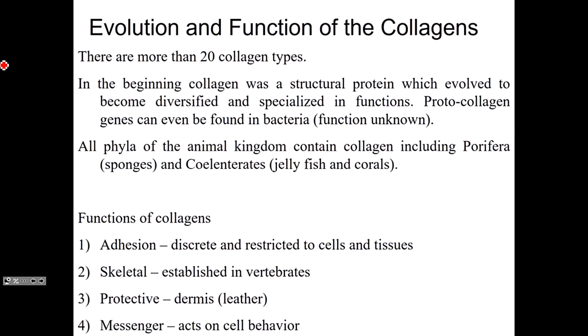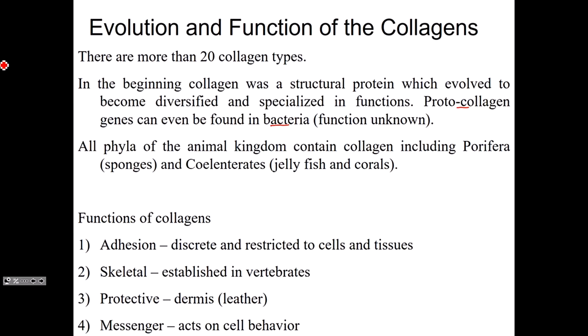Okay, so collagens, there are more than 20 collagen types, there's a lot, okay? Some of them are kind of common, 1 through 4. So in the beginning, the collagens were a structural protein, and it evolved and became diversified in function. And as I mentioned, even in bacteria, we have protocollagens. So this was our protocollagen genes. This was our starting point in bacteria. Function unknown, but it was available for evolution into true collagen fibers, which can then be used as a connective tissue component. So because they were present in such primitive organisms, all phyla of the animal kingdom contain collagen.